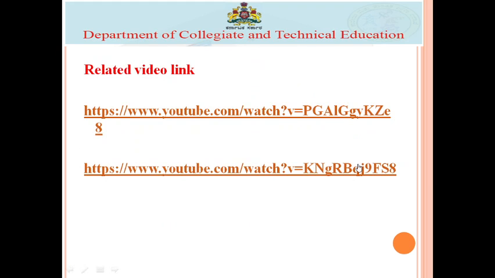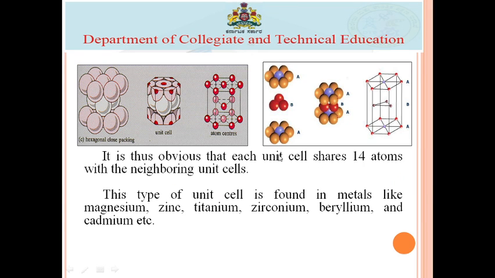In total it will share 14 atoms with the neighboring unit cell. How 14 atoms? See, these 6 corner atoms, 1, 2, 3, 4, 5, 6 plus 1 atom at the center, total 6 plus 1, 7. On the bottom also 6 plus 1, 7. 7 and again 7, 14 atoms with the neighboring unit cell. And some common examples for HCP are magnesium, zinc, titanium, zirconium, beryllium and cadmium. These are some common examples for the HCP.